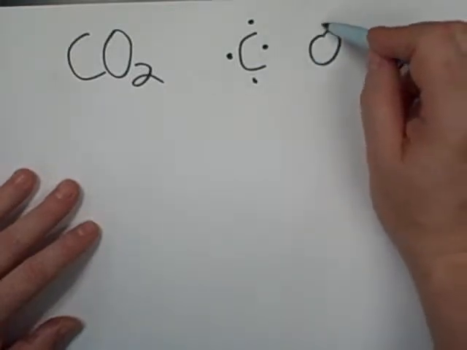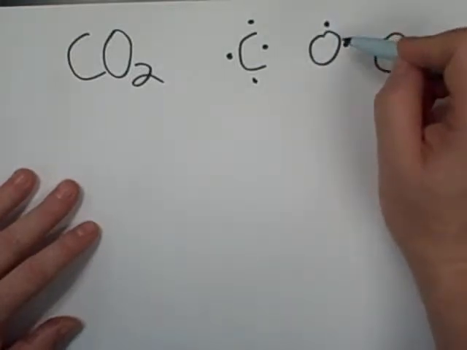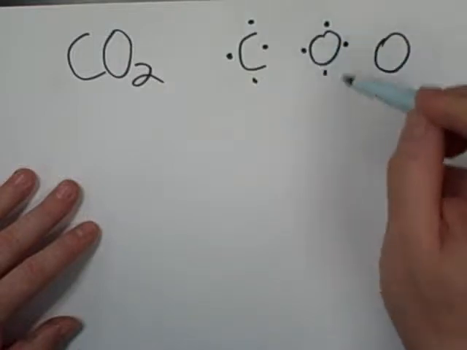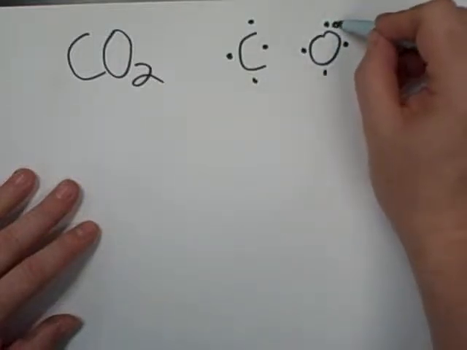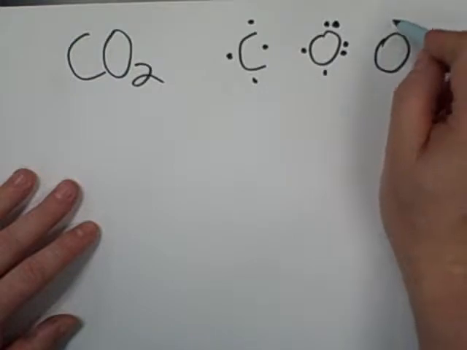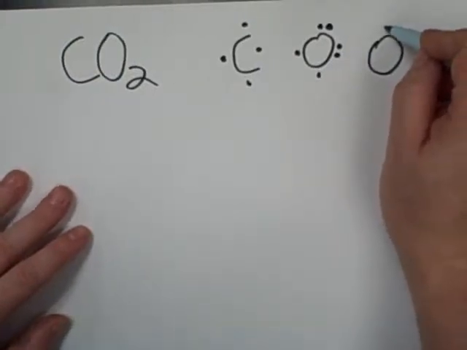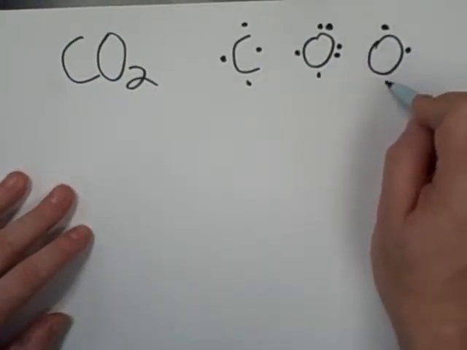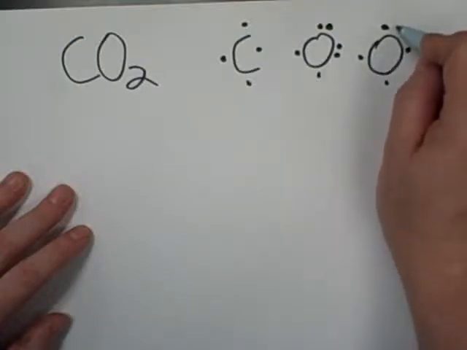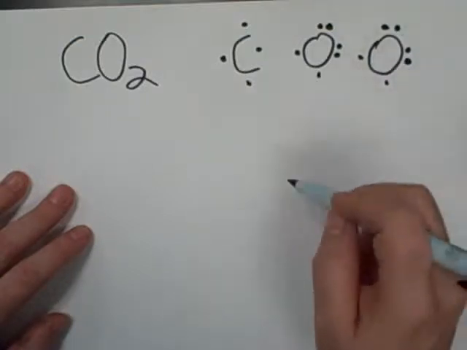Now, each oxygen gets 6. 1, 2, 3, and 4, 1 on each side. Now we double up, 5 and 6. We'll repeat with the next oxygen. 1, 2, 3, and 4, double up, 5 and 6.